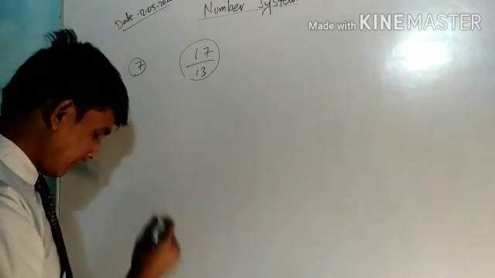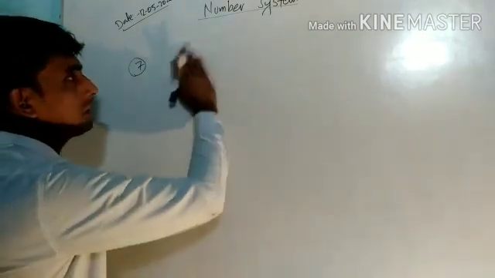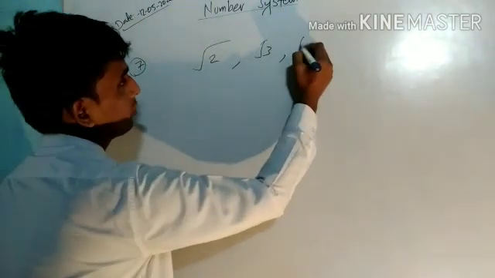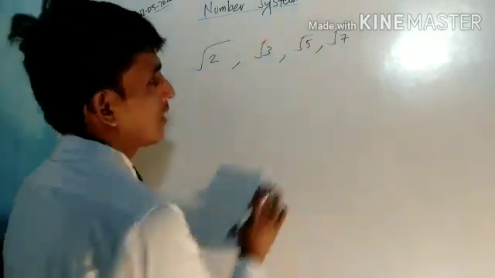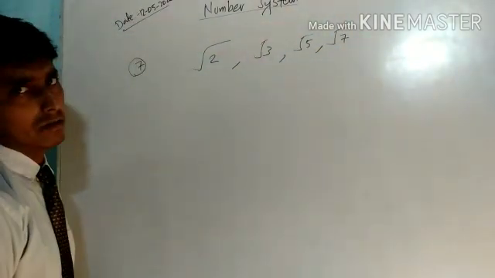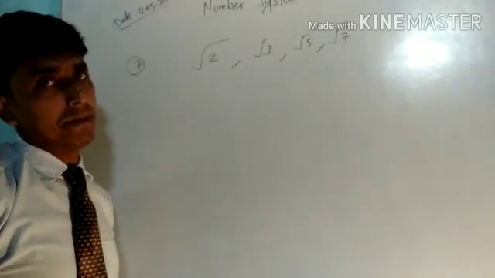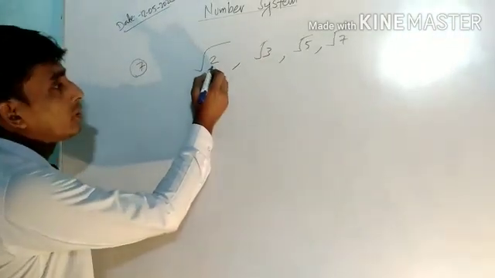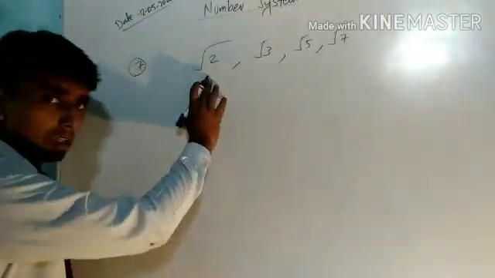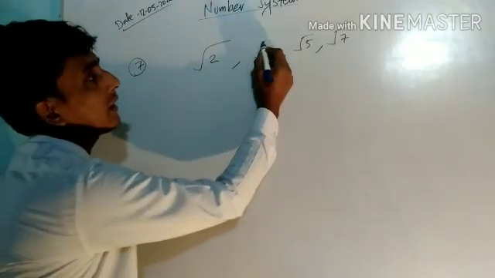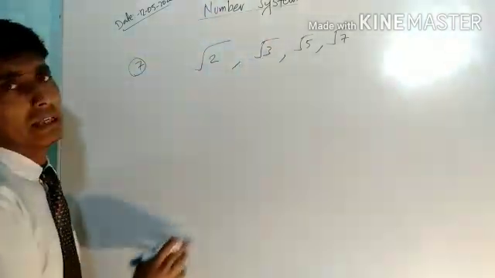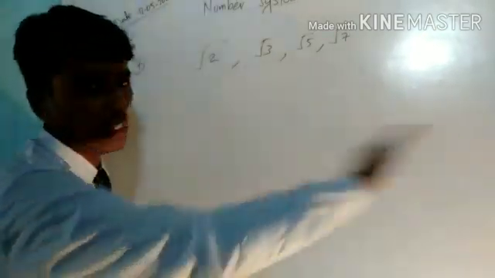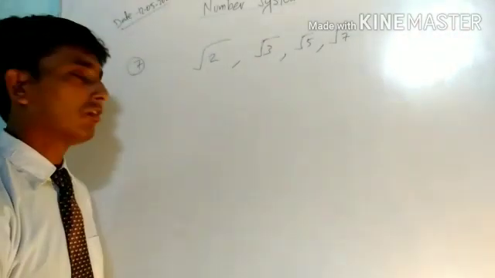Non-terminating and non-recurring. So if you have to write non-terminating and non-recurring, you write root under 2, root under 3, root under 5, root under 7. Under root of all the non-perfect squares is a non-terminating and non-repeating decimal expansion. If you go on and find out the under root of 2, you will get a decimal expansion which is non-terminating and non-repeating. If you go on and find out the under root of 3, similarly you will get a decimal expansion which is non-terminating and non-repeating.